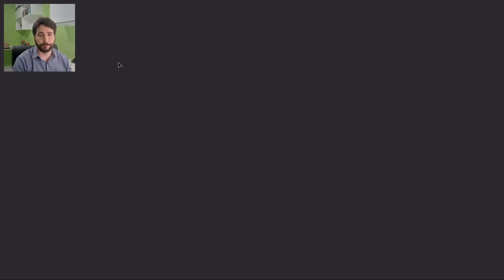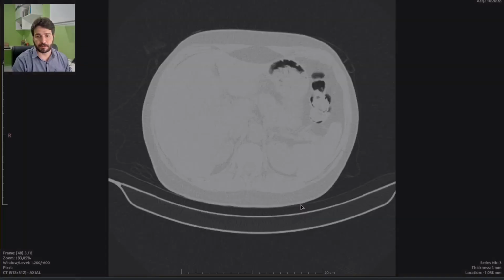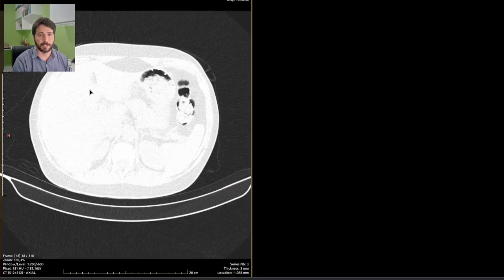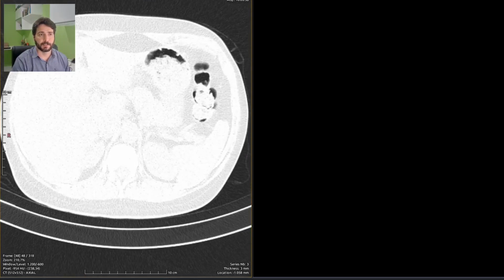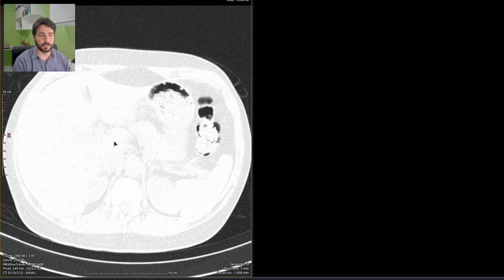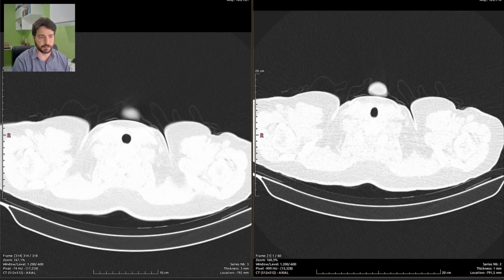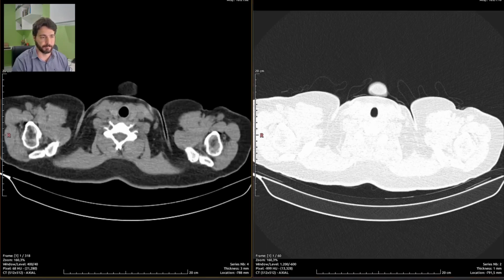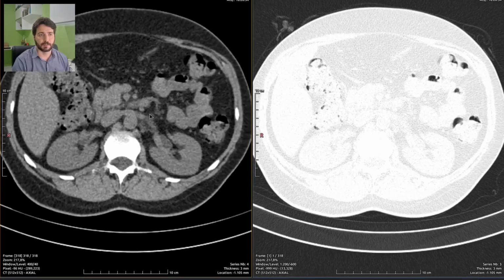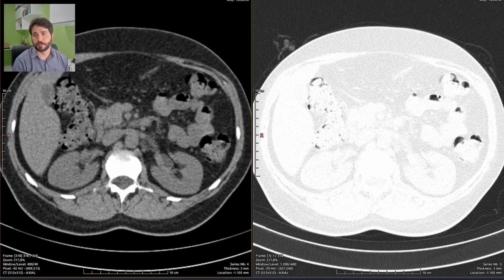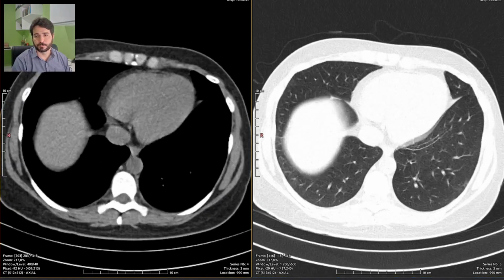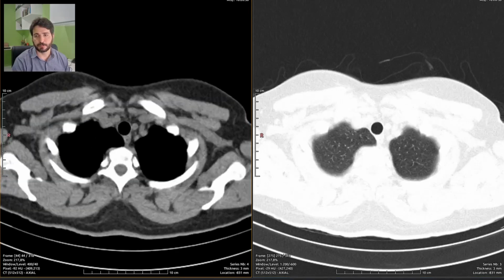So let's go. Download is done. We have lung window right here. This and mediastinal soft tissue. I hate when this happens. Oh yeah. So let's go.